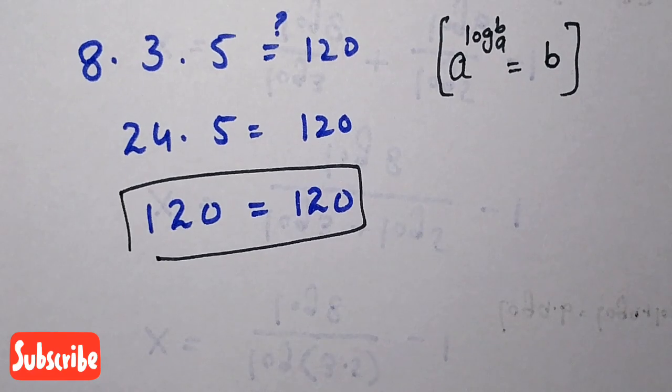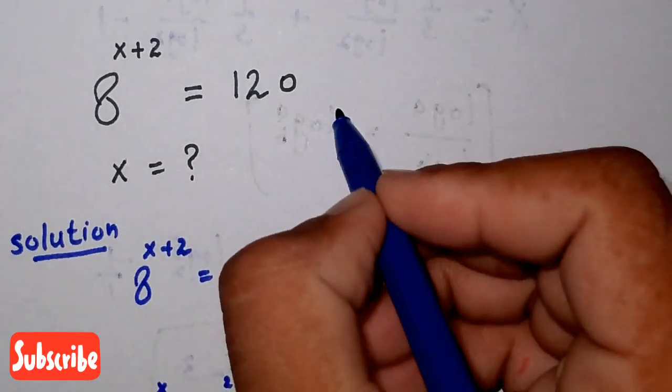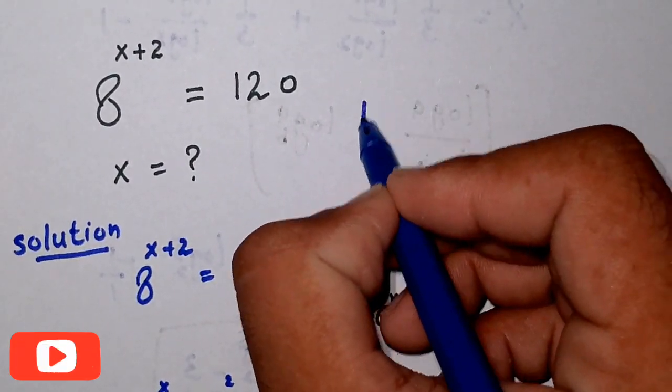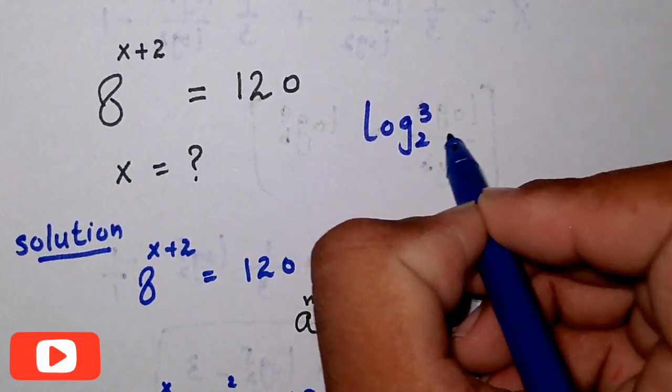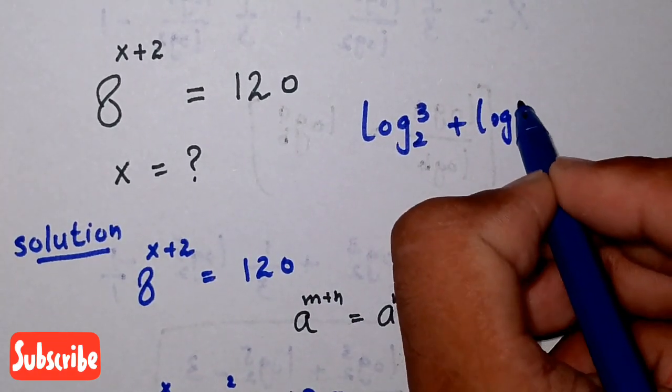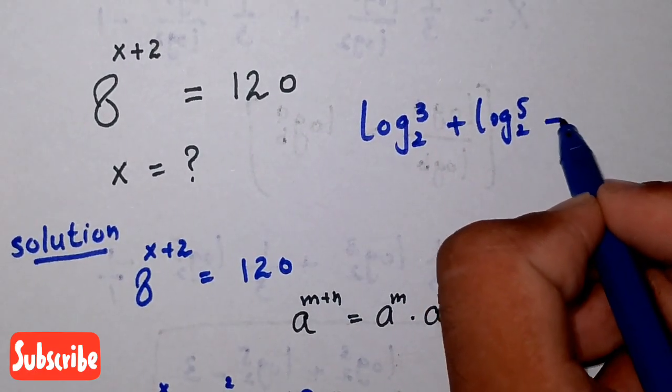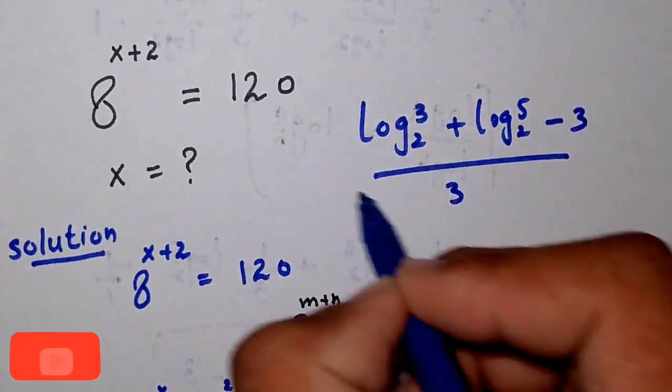So our answer is log of 3 of base 2 plus log of 5 of base 2 minus 3 over 3. This is the value of x.